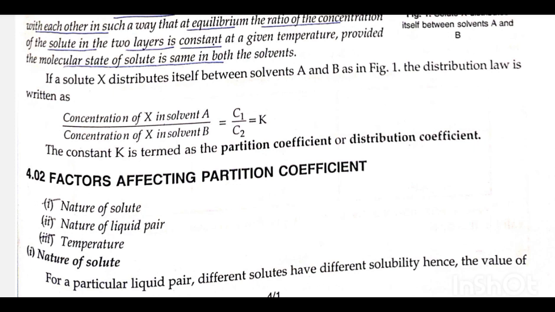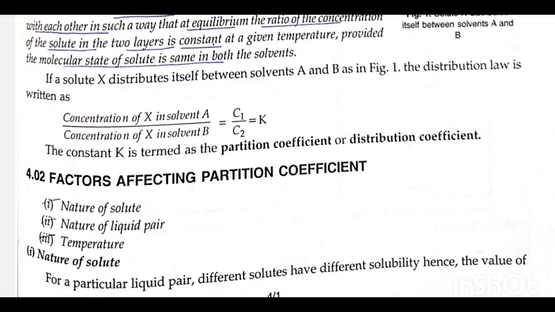If a solute X distributes itself between solvents A and B, the distribution law is written as concentration of X in solvent A upon concentration of X in solvent B is equal to C1 by C2 is equal to K. The constant K is termed as the partition coefficient or distribution coefficient.